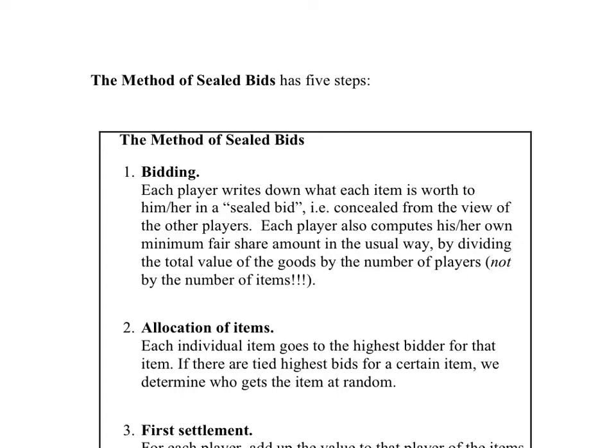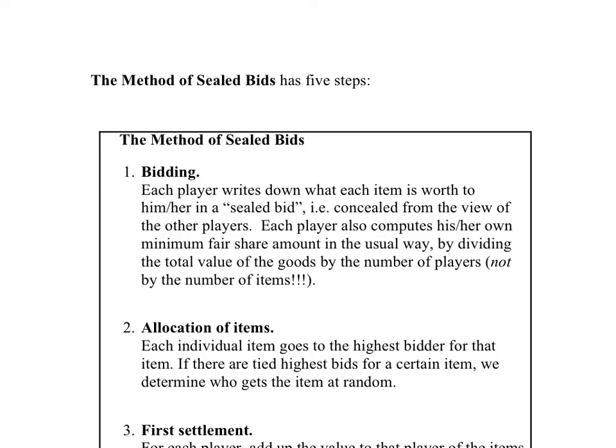Each player also computes his or her own minimum fair share amount in the usual way. That means, and this is important, and this is a common source of difficulty, they divide what they think the total value of the goods is by the number of players, not by the number of items. So we're computing minimum fair share amount just in the same way we did in the previous chapter.